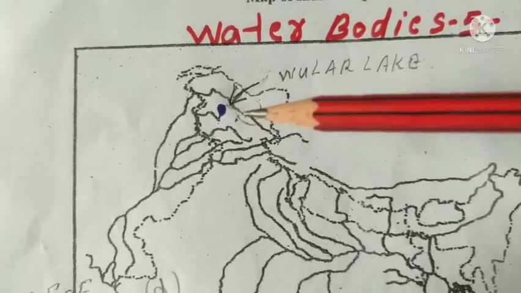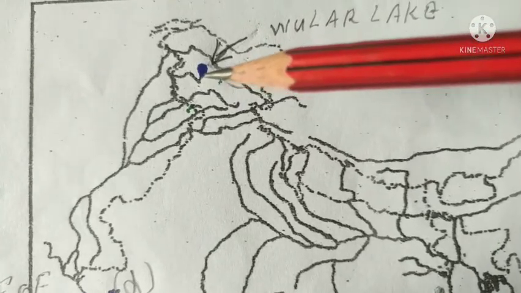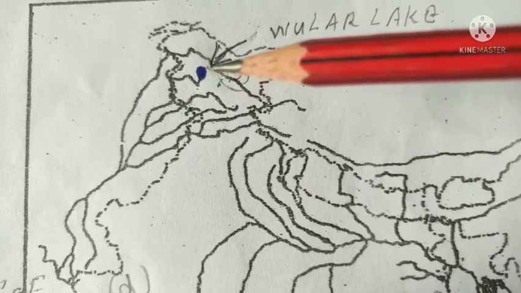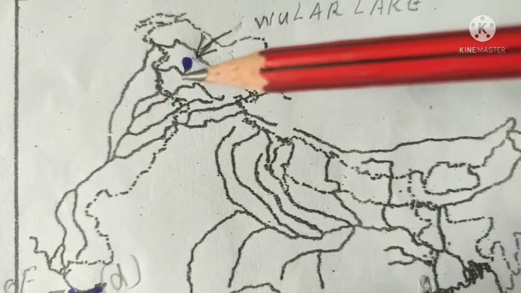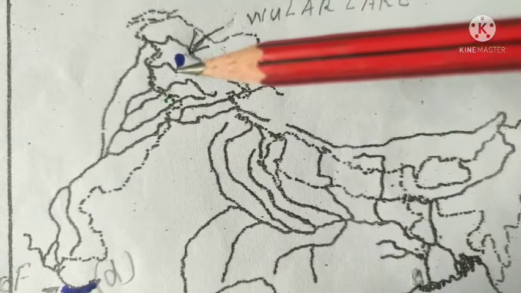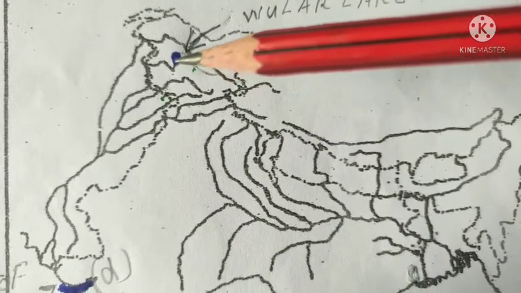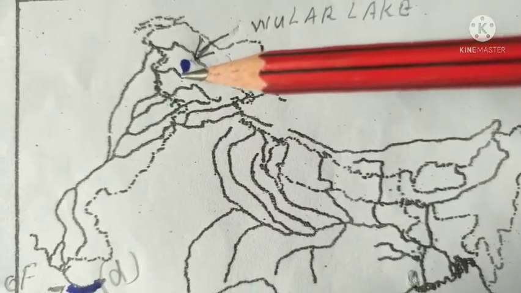Next I am going to explain about the water bodies of this. The first is Wular Lake. Where is the exact location of Wular Lake? This is the river Jhelum, and at the very source of the river Jhelum, without touching the river, 1 or 2 millimeters above that, you can give a small dot and mark Wular Lake here.